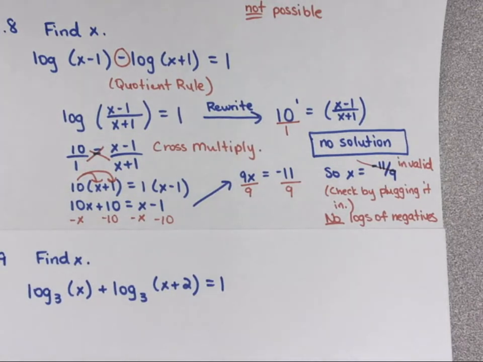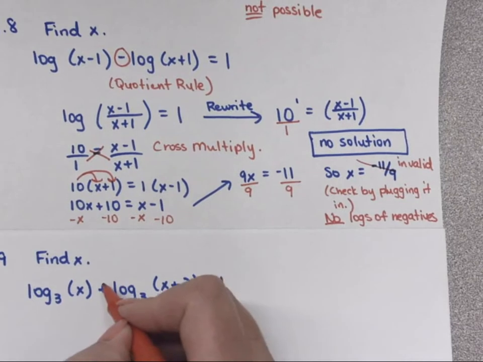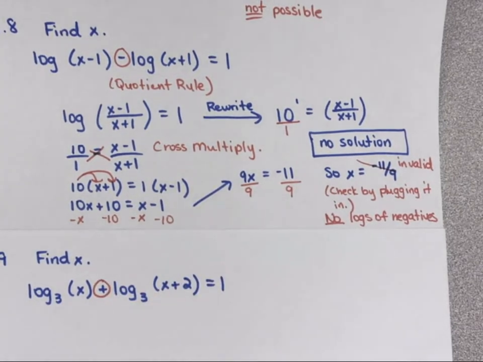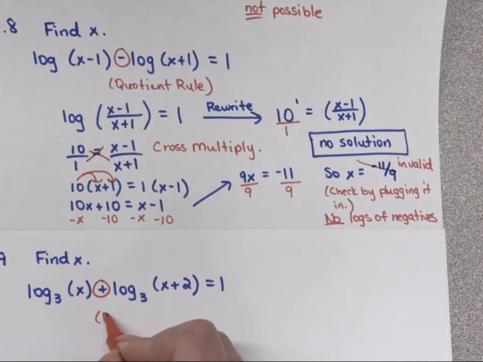All right, so this time I have log base 3 of x plus log base 3 of x plus 2 equals 1. By the way, if you ever run into a problem where the bases aren't the same, you can do nothing. Okay, these rules only work when the bases are the same. So keep that in mind. So the last problem we used quotient rule, but what rule will we need to use in this problem because of that plus sign? Yeah, we're going to need to use product rule.